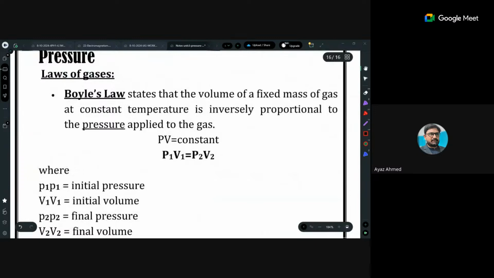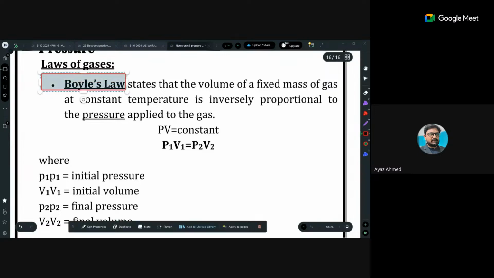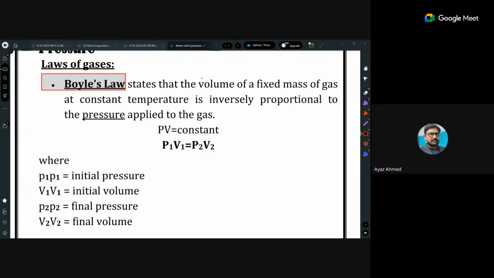Okay, so here is the last topic for the pressure of the gases. When we have the laws of gases, the law which deals with pressure and volume is called Boyle's law, which states that the volume of a fixed mass of a gas is very important. You are not going to change the number of molecules so that it can exert more pressure or something like that. At a constant temperature, volume is inversely proportional to pressure.